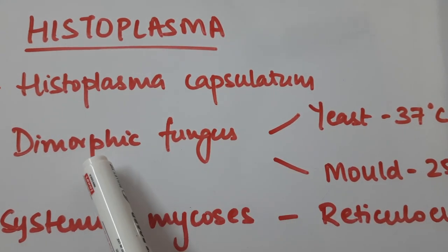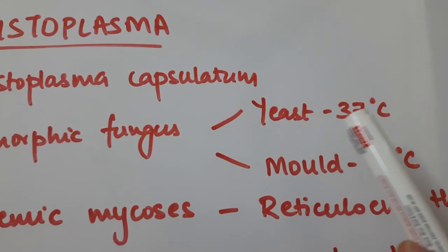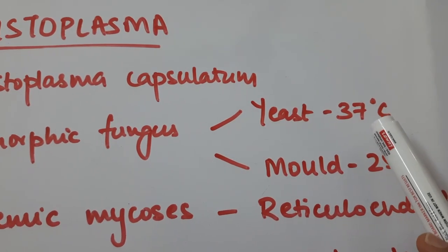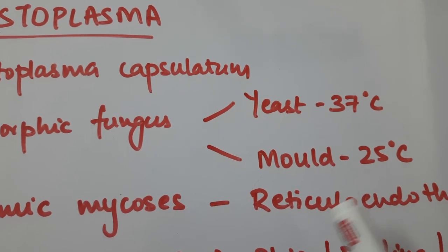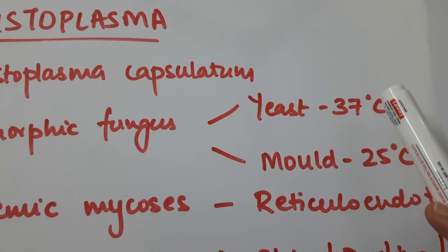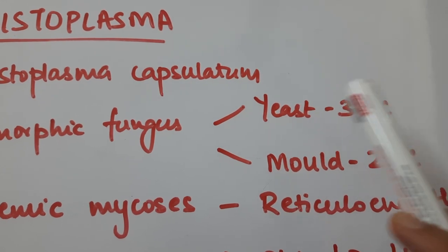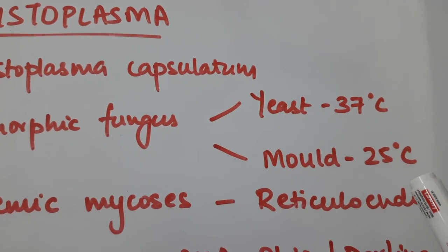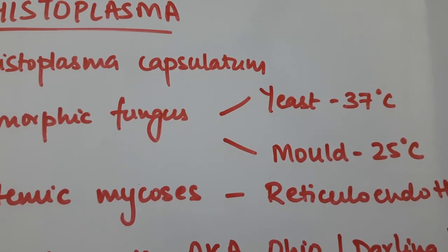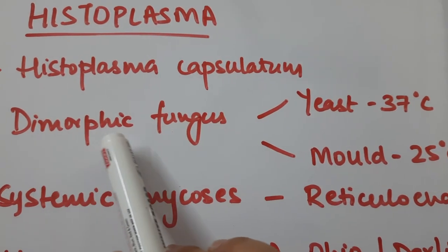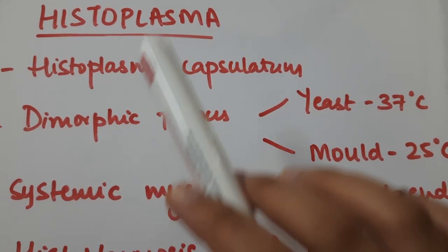So this fungus exists in two different forms, which is the yeast form, which is seen at 37 degrees Celsius, and the mold form, which is seen at 25 degrees Celsius. So if you see in a higher temperature, you will see the yeast form, and in a lower, cooler temperature, you will see the mold form. And this is known as dimorphic fungus.